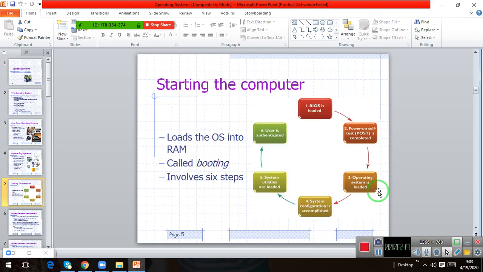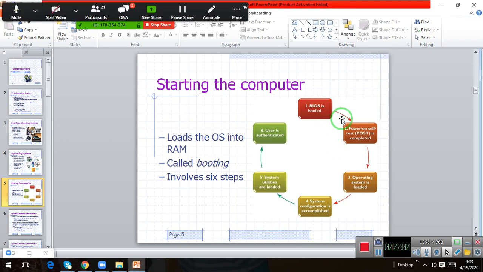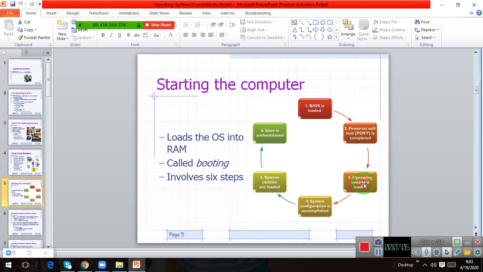So, starting the computer, let's see what the steps are when we start the computer and how the operating system helps us in that area. First we start the BIOS, then we go for the POST, usually power on self test. Then the operating system is loaded, the fourth is system configuration, the fifth is system utilities loaded, and finally the user is authenticated to get logged into the system. Now we are going to discuss all these steps one by one in detail.